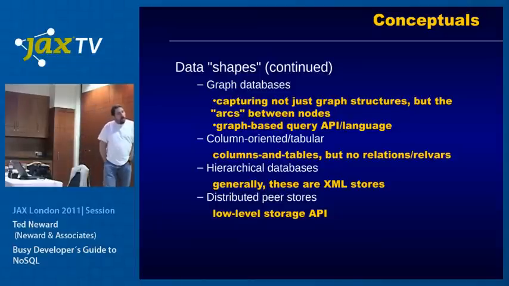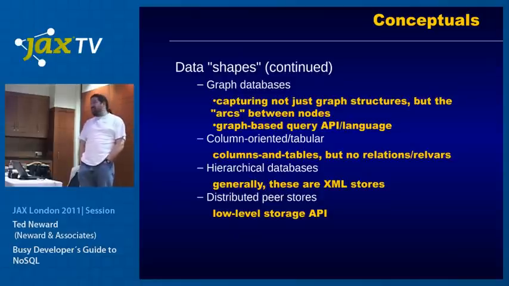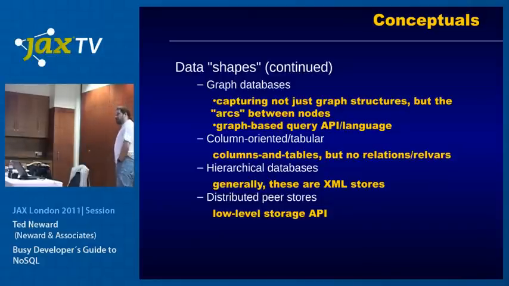We have column-oriented data, where we have columns and we have some concept of tables sometimes, but there's no notion of relations or rel vars like we have from the relational world. We have hierarchical databases, where the data must fall into a strict hierarchy.